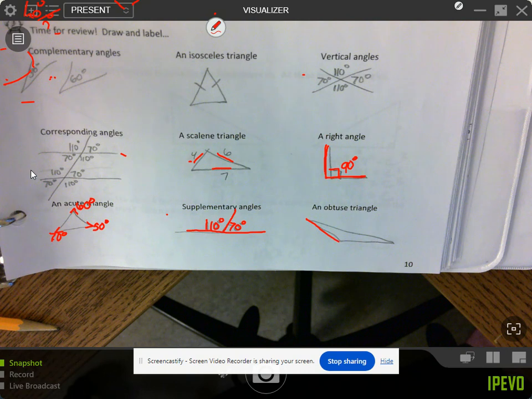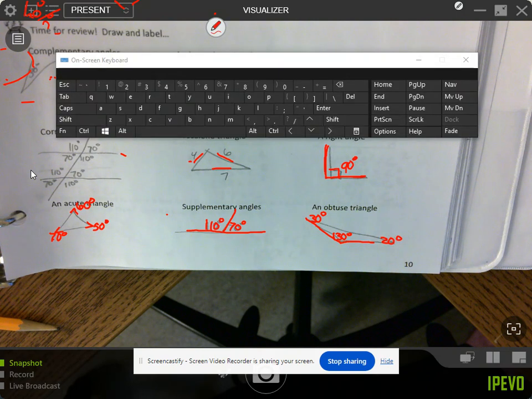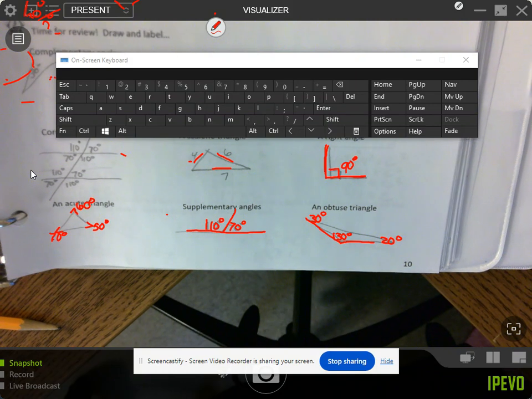Obtuse triangle, you had to have one angle that's obviously bigger than 90 degrees. You can label it, maybe 130 degrees. So then these two are going to be smaller. If I add them together, they're going to equal 180 degrees. So if you write your angle measurements in there, they have to equal 180 degrees. One is large, two are small.